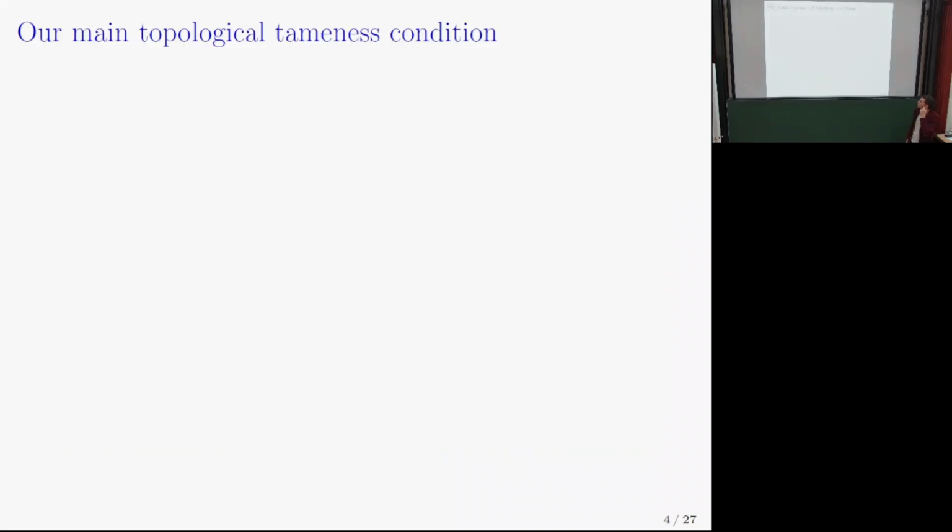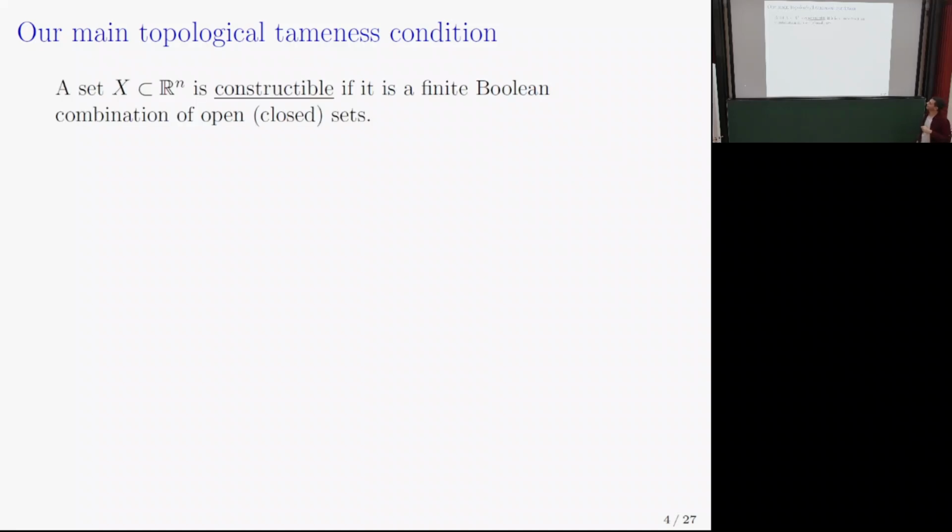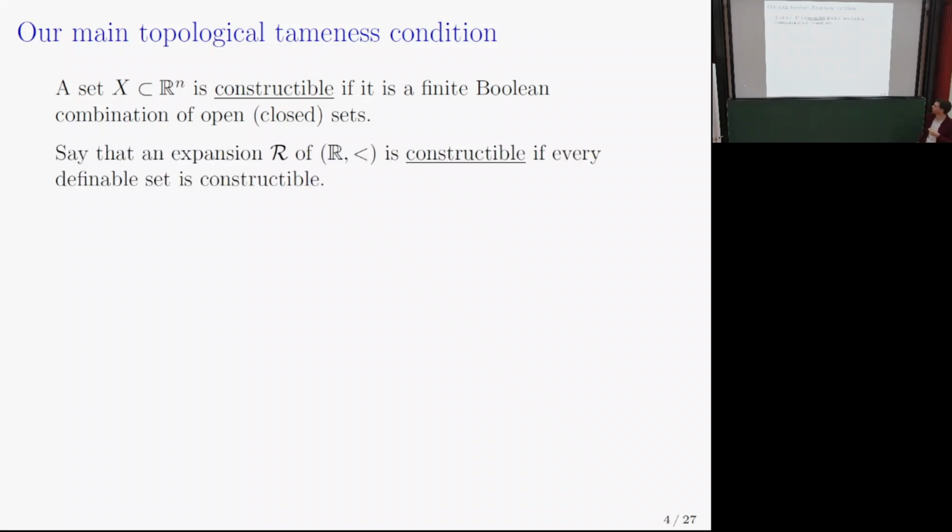Okay, so when I talk about topological tameness, what do I mean here? A subset of the reals is constructible if it is a finite Boolean combination of open or closed sets. So let's look at a few structures here. Are you talking about the Euclidean topology, or are you talking about the Zariski topology? Euclidean topology. Okay, yeah. Now, say that an expansion of the real line is constructible if every definable set is constructible.